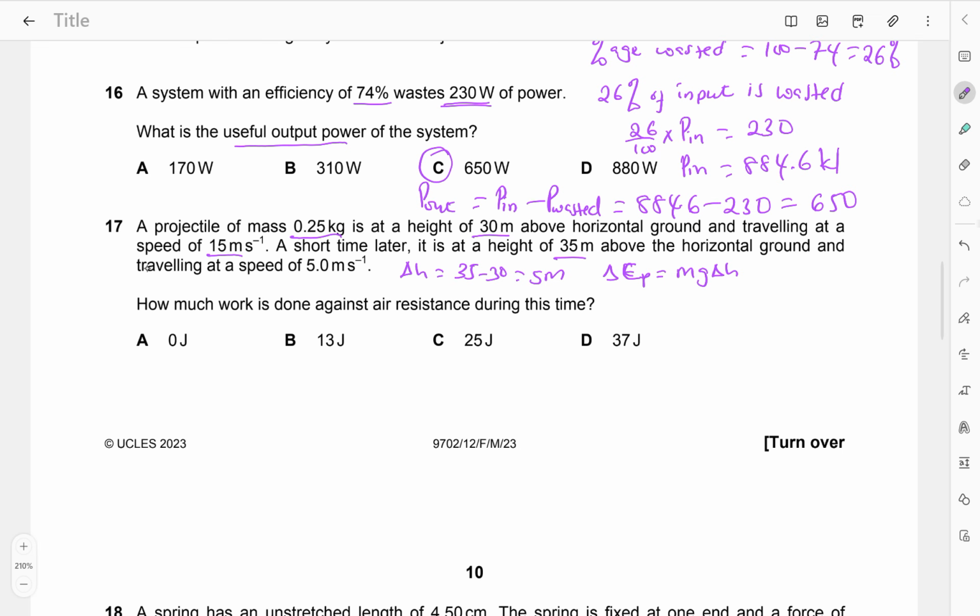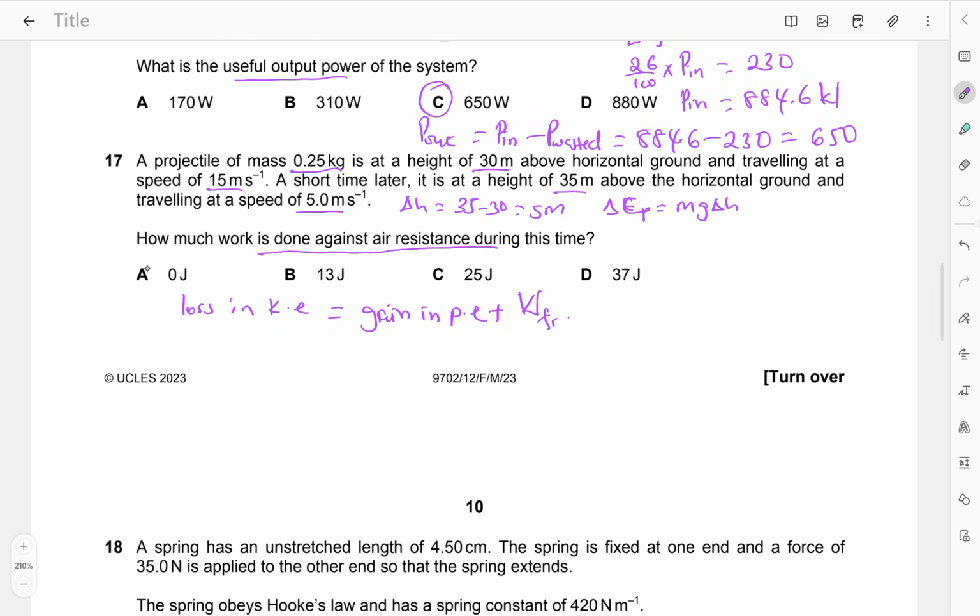How much work is done against air resistance during this time? Note that when it is at 35 meters, it is traveling at a speed of 5 meters per second. So the speed has decreased, there is a loss in kinetic energy. Therefore, the loss in kinetic energy is equal to the gain in potential energy plus the work done against air resistance or friction. Let me just call it FR. So I want to find the work done against air resistance.